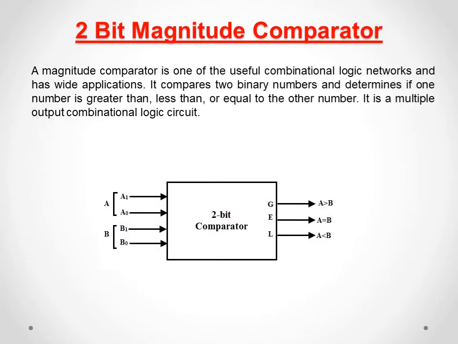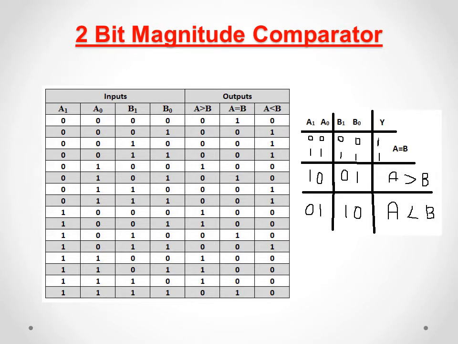So it compares two 2-bit binary numbers and determines whether one number is greater than, less than or equal to the other. It is a multiple output combinational logic circuit. Now the truth table for the 2-bit magnitude comparator. In total there are 4 input bits, A1 A0 and B1 B0. With these 4 input bits we can make 16 combinations, that is 0 to 15, in the truth table.